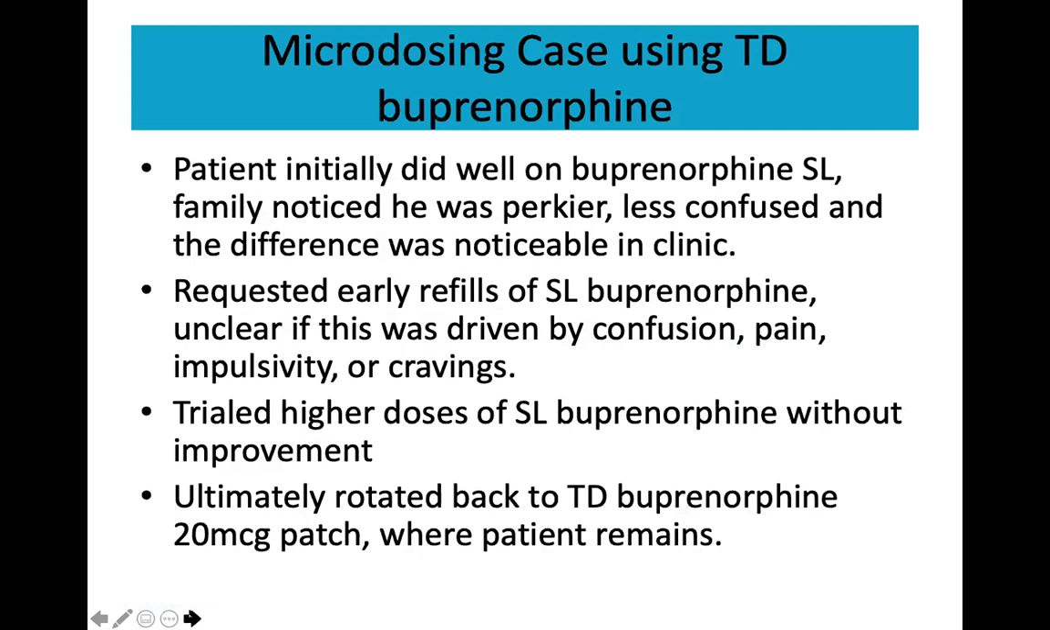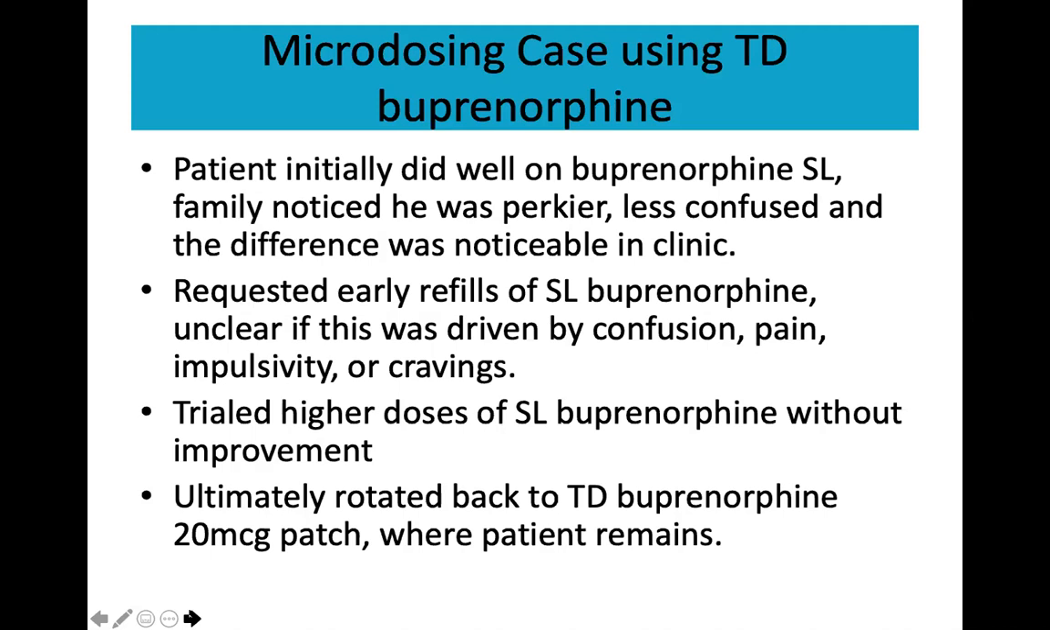But even on Suboxone, I started to notice that there were some requests for early refills. He seemed confused at times, and it was just kind of impulsive. And it wasn't clear to me if this was because he wasn't on a high enough dose to control cravings, or if it was more that he just had this medicine there and he took it because that's what he was going to do. So we trialed a higher dose of sublingual buprenorphine, but it really didn't give any change in his pain.